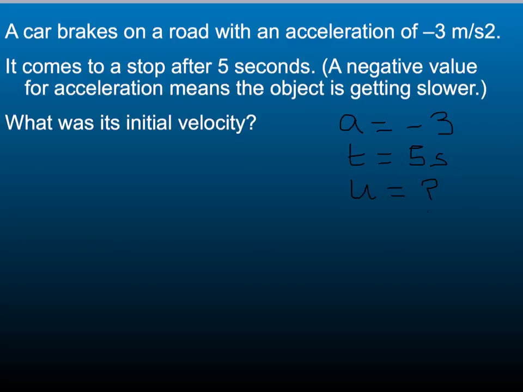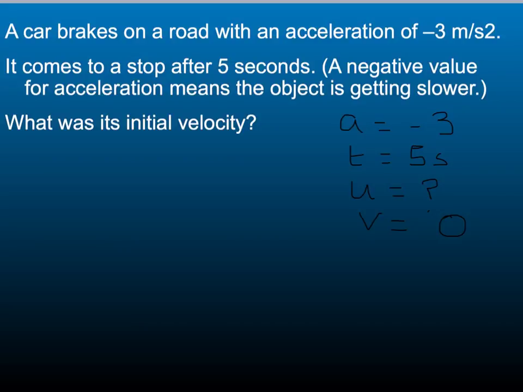However, where do I go now? What is the final velocity? This is where you have to be very careful reading the questions. It says the car comes to a stop. So its final velocity is going to be 0. It is at rest, it's come to a stop.